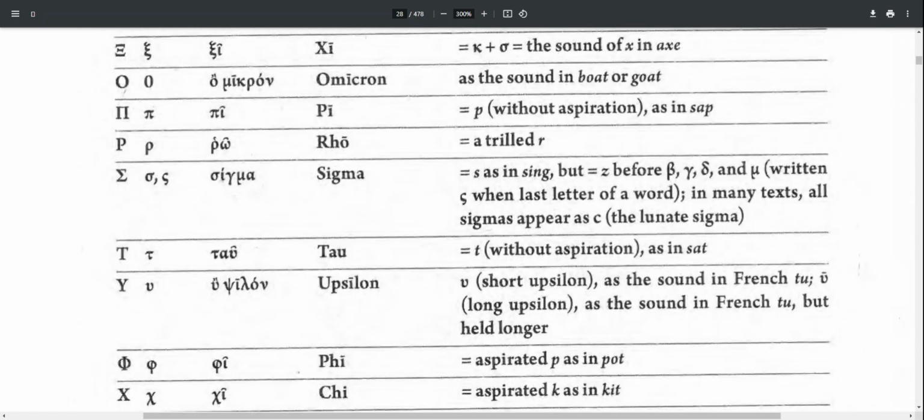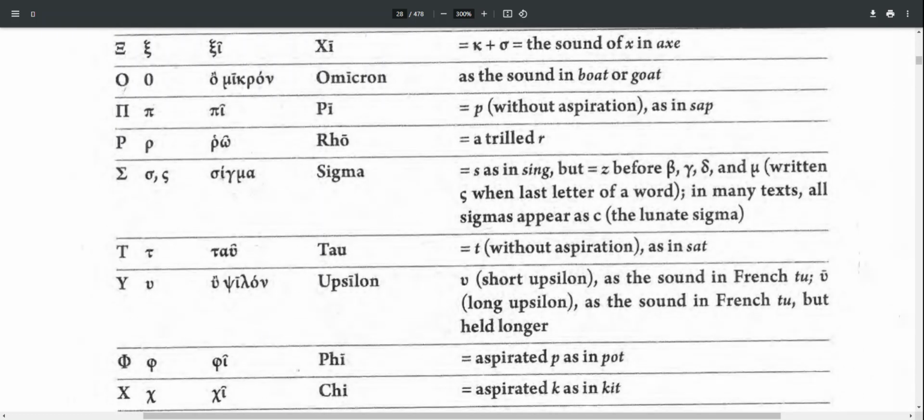The next letter is tau, which has the same sound as T without aspiration, as in sat. So tau. It's dental, in the teeth, upper teeth. In modern Greek it is called taf, but you can call it tau.